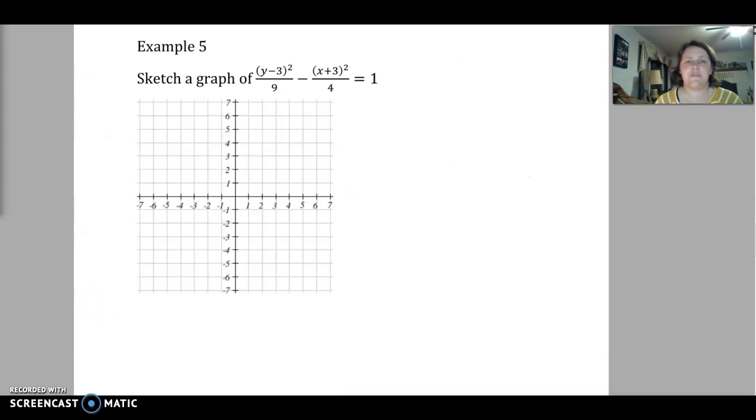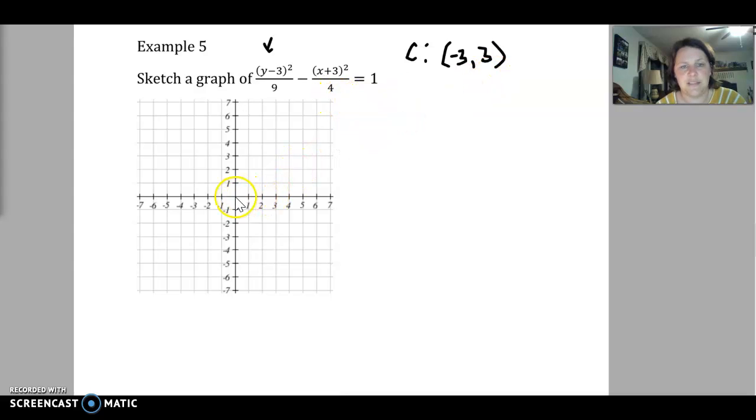All right, example number 5. First thing that I notice here is our center. Our center is going to be at (-3, 3). Make sure you look at the x for your x value, and your y for your y value. And then also I notice that my y comes first. So that must mean that my hyperbola is going to open up and down. So a is going to be 3. B is going to be 2.